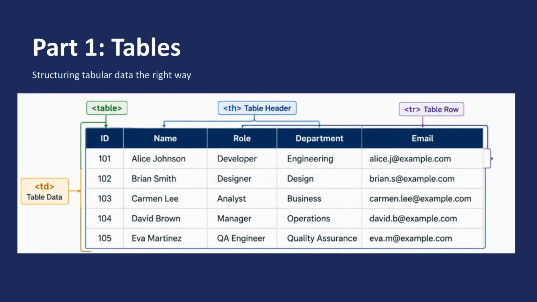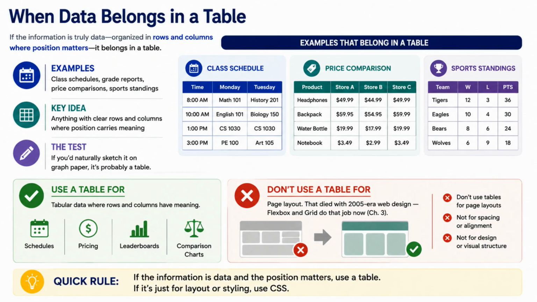Part divider for tables. Use the annotated table graphic to preview the 4 tags coming up next: table, tr, th, td, without teaching them yet. The test for when data belongs in a table, worth having students repeat back: if you'd naturally sketch it on graph paper, it's probably a table.